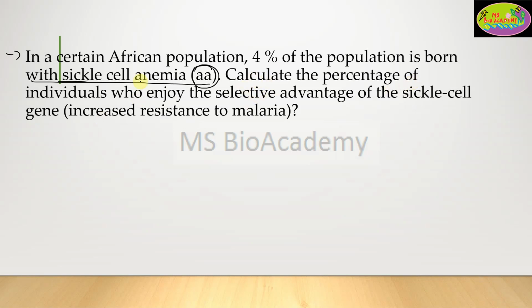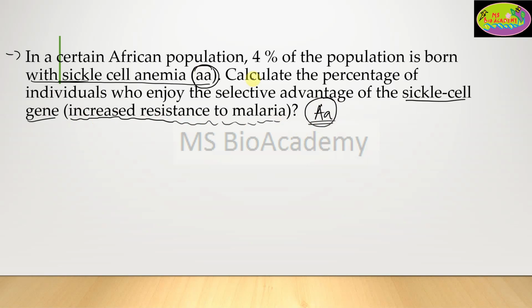Calculate the percentage of individuals who enjoy the selective advantage of the sickle cell gene, increased resistance to malaria. Now here you need to understand one important thing: what is the selective advantage of the sickle cell anemia gene? The individuals who have the sickle cell gene in the carrier form are not expressing the disease, but they are providing an advantage, that these individuals will have increased resistance to malaria. This is very important, right?